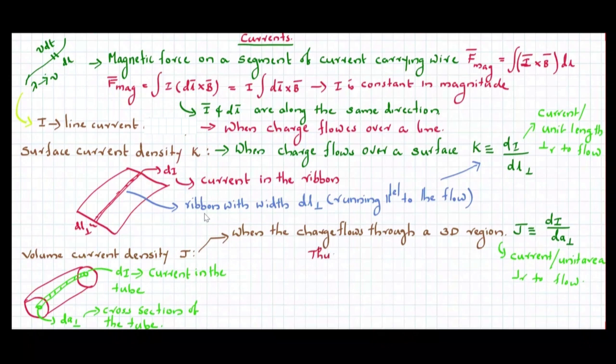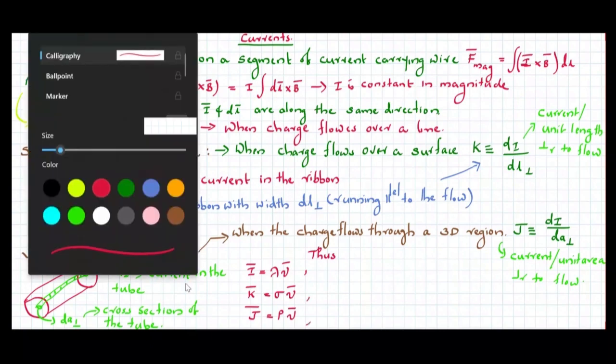Now let us conclude. When a line charge lambda moves with velocity v, it will constitute a current I equal to lambda v. In the same way, the surface current density K is sigma v and the volume current density J is rho v, where sigma and rho are the surface charge density and volume charge density respectively.